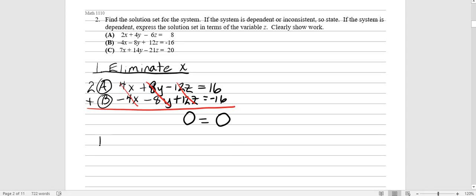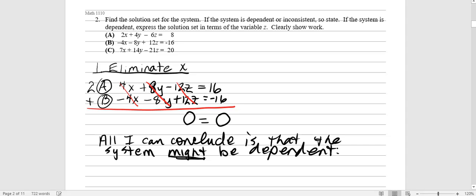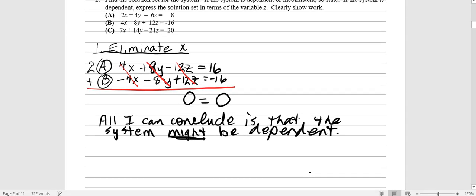So all this allows me to conclude, since I've only used two of the three equations, that the system might be dependent. That's all I know at this point. I won't know more until I bring in equation C.